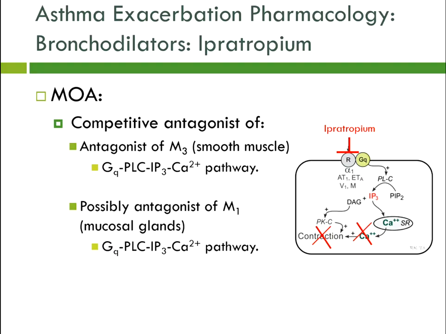So normally Gq causes an increase in IP3 and DAG. IP3 causes release of calcium from the sarcoplasmic reticulum. What is sarcoplasmic reticulum?